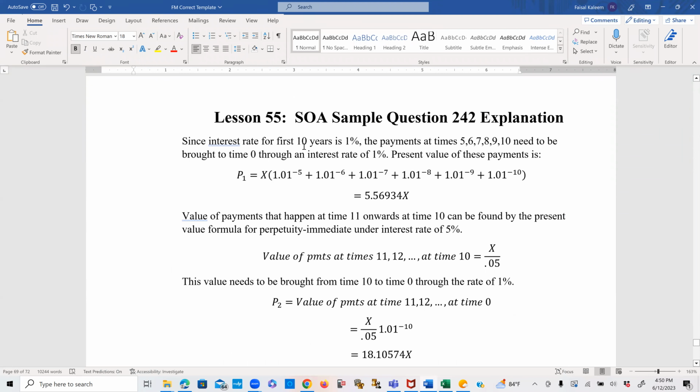For the first 10 years, it's 1%. And this therefore will apply to the payments that happen at times 5, 6, 7, 8, 9, and 10. And remember, we would like to bring all those back to the present. And therefore, we are coming back from these times, and therefore these all undergo an interest rate of 1% when you pull them back. And we start at 5 because that's when the first payment happens. The first payment happens at time 5, as mentioned in the problem.